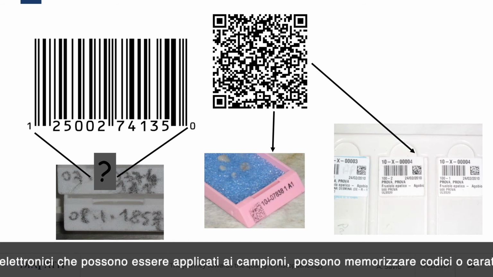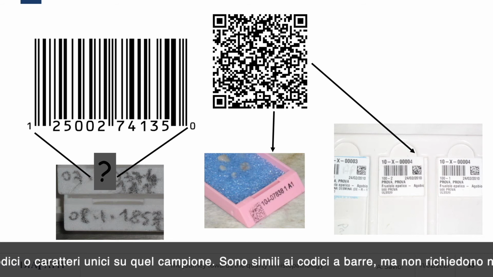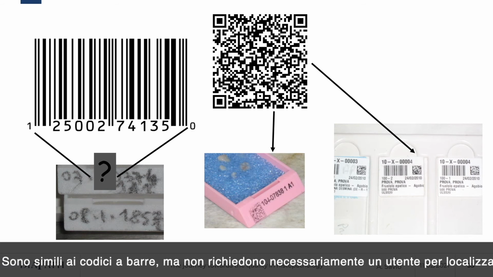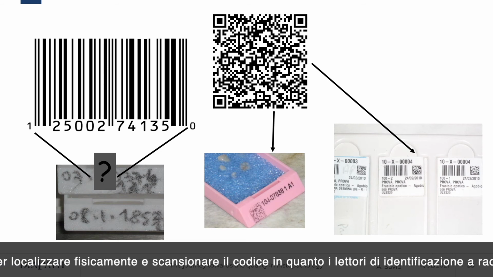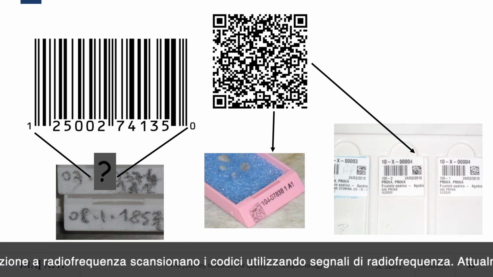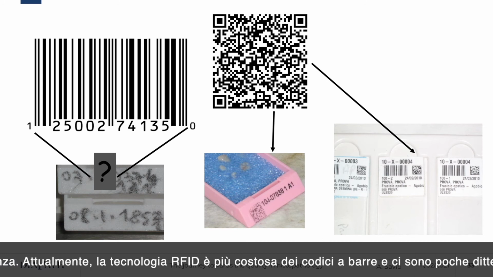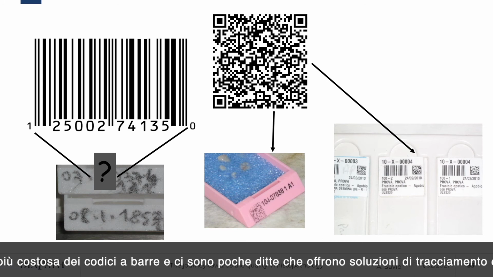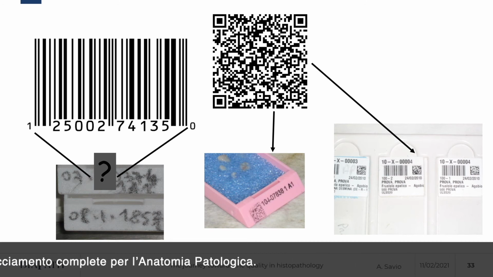These are small electronic devices that can be affixed to assets, can store unique codes or characters about that asset. They are similar to barcodes, but do not necessarily require a user to physically locate and scan the tag, as radiofrequency identification readers scan tags by using radiofrequency signals. Currently, radiofrequency identification technology is more expensive than barcodes, and there are limited vendors offering complete anatomic pathology tracking solutions.